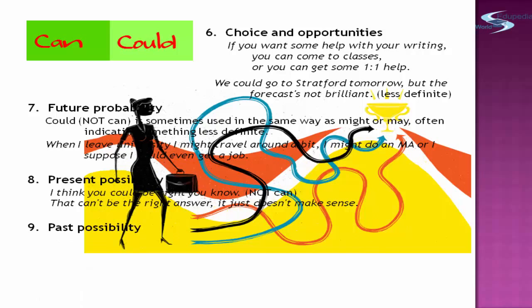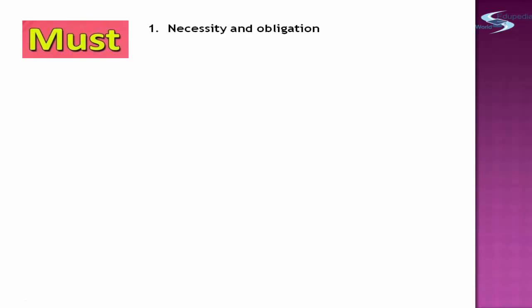The next function of can and could is for past possibility. If I'd known the lecture had been cancelled, I could have stayed in bed longer. The next modal is must. It can function for necessity and obligation.